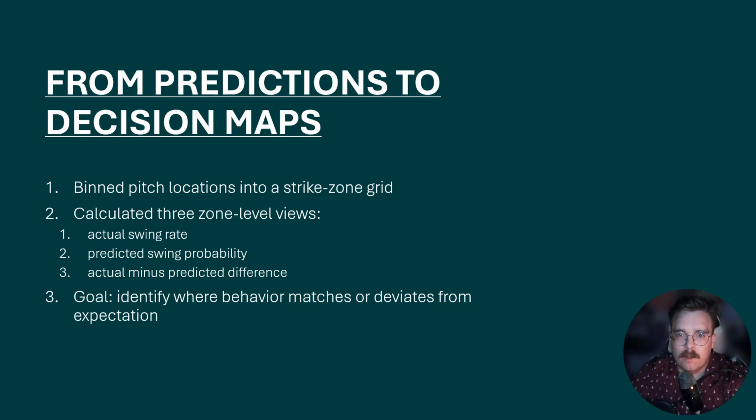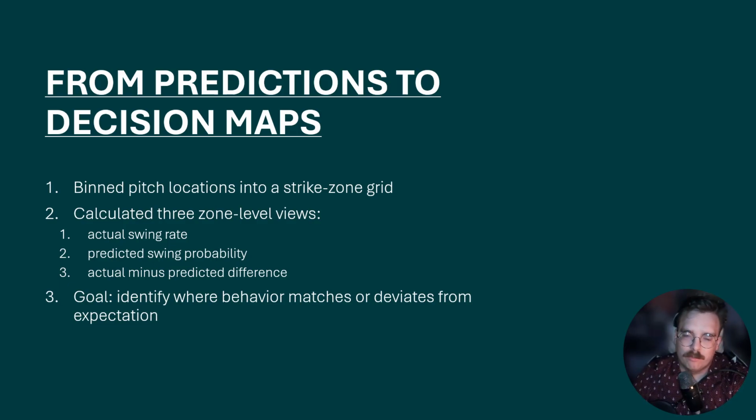A key point in this project is that the model output matters not just because it predicts swings correctly, but because it produces probabilities. A simple yes or no prediction is useful, but predicted swing probability is much more informative. It lets us ask where the model expects swings to happen and how actual hitter behavior compares to those expectations. That is important because baseball decisions are rarely black and white. What makes a model valuable in this setting is not only whether it guesses correctly, but whether it produces a realistic decision surface that can be visualized and interpreted.